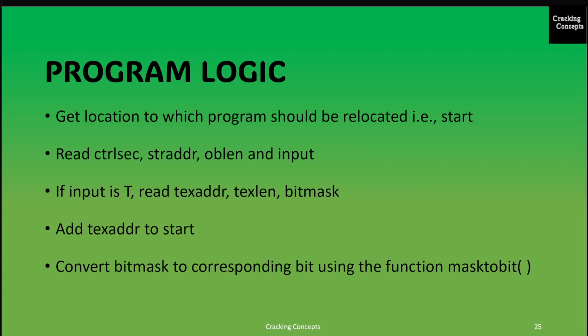Now what happens is the text address will be added to the starting address. So that will be the final location to where the program is to be relocated. The starting address that is got from the programmer and the address from where the text record is beginning. Then the next step is to convert the bit mask, relocation bit mask, into the corresponding bits, which will be done by a function named mask to bit.